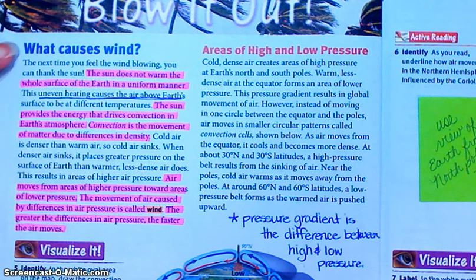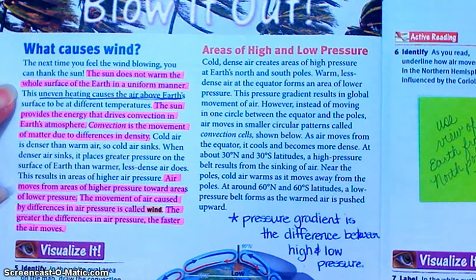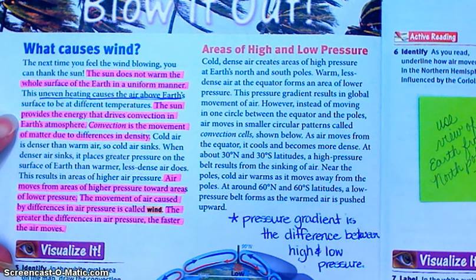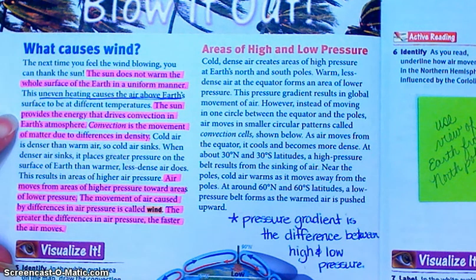Okay, what causes wind? Well, first thing you need to understand is that the sun does not warm the whole surface of the earth in a uniform manner. Not all parts of the earth get heated the same. And this uneven heating causes the air above the earth's surface to be at different temperatures. Okay? Now, warmer air is going to be less dense than cooler air. Warmer air, because it's less dense, is going to tend to rise. Cooler air is going to tend to sink.